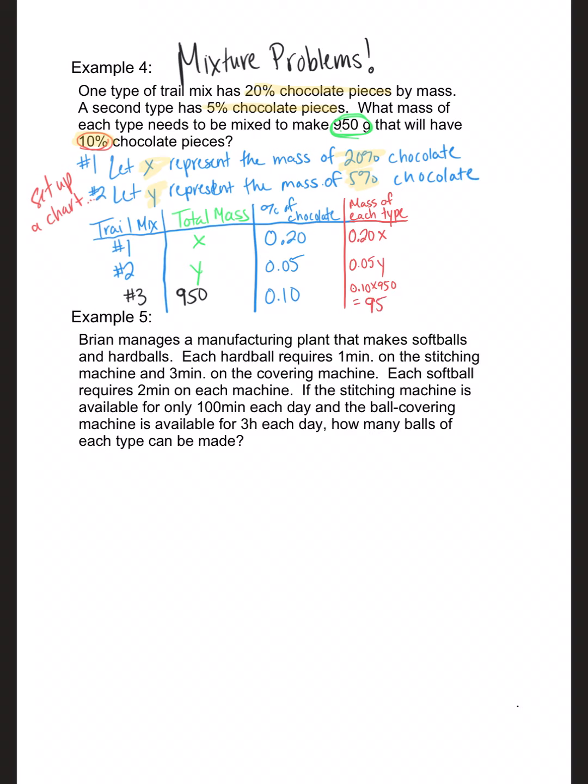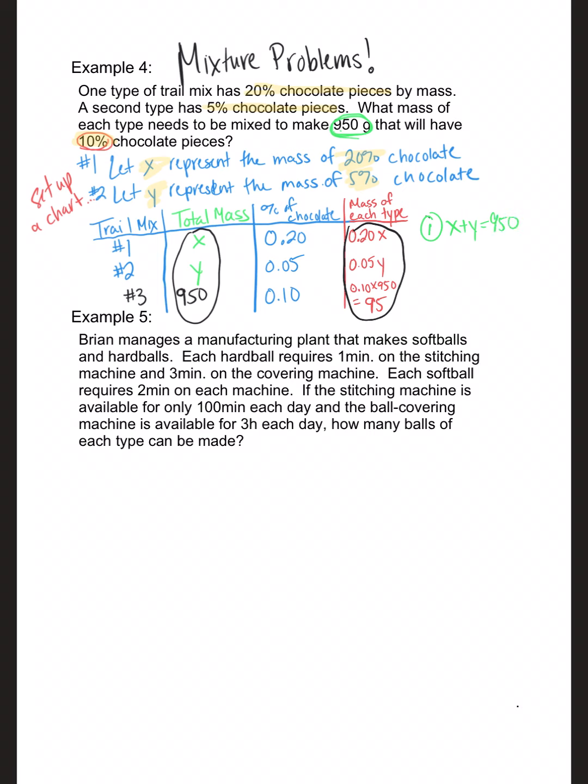Okay, so that helps us set up our two equations. We can basically combine the information we've put in each of those columns, and that's going to represent our equations. So for equation number 1, okay, we have x plus y equals 950.